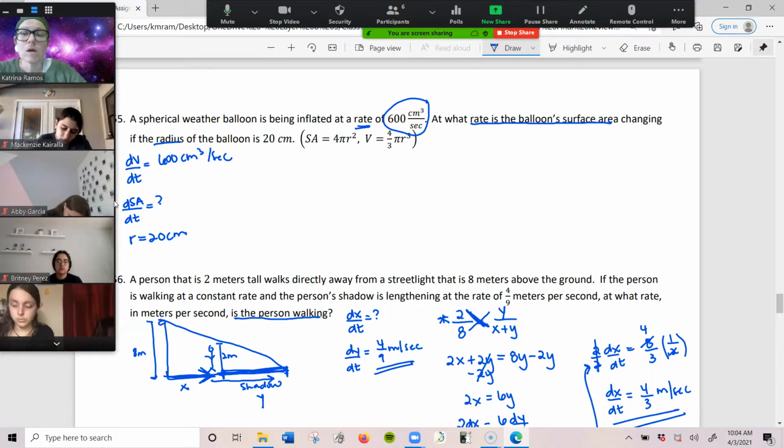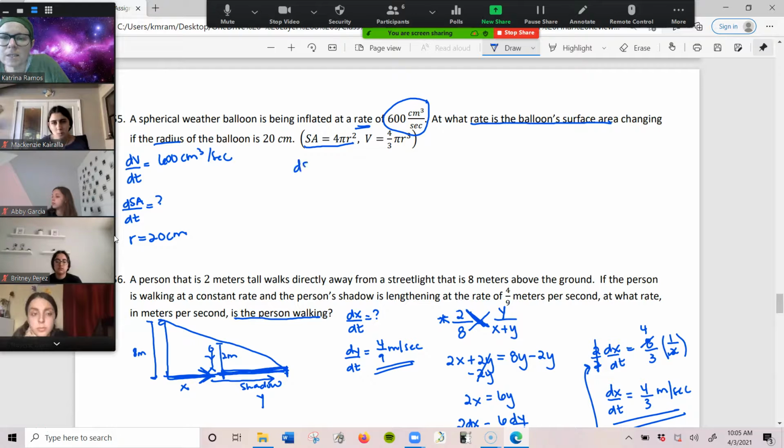Okay. Now, whatever information you're given with related rates, that means you're going to use it. So we're given this rate of volume, so that means we're going to have to use that somewhere, even though what I'm looking for is the rate of the surface area. And this is why, right? If I am trying to find the rate of the surface area, this is the surface area equation. I would have to take the derivative to find that rate. So that would be dSA over dt is equal to 8 pi r times dr dt.